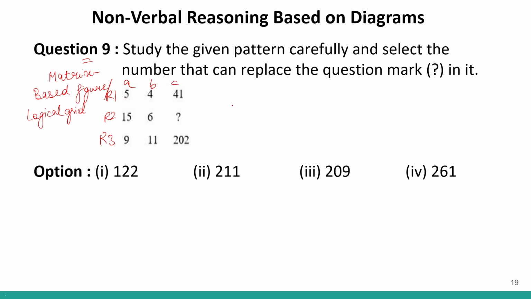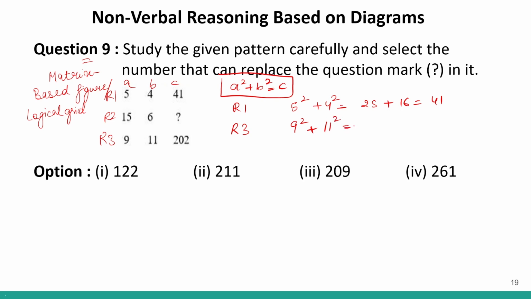So if I look at row 1, I can see that 5 square plus 4 square will be 25 plus 16, and this is equal to 41. So what logic have I used? I have used A square plus B square is giving me C. This is the logic. Let us confirm it with row 3. So in row 3, 9 square plus 11 square will give me how much? This will be 81 and this will be 121. So 202. So this logic is correct for row 3 as well.